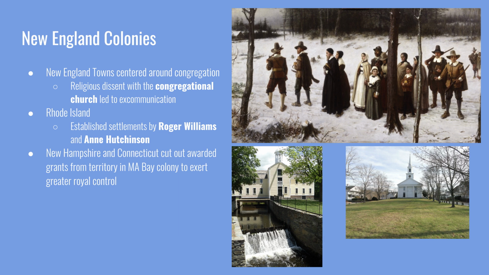New Hampshire and Connecticut are later cut out and awarded from the territory of the Massachusetts Bay Colony. This was a way to exert greater royal control over New England. The crown wanted to make sure that they didn't have too much control over their own affairs and that they still remembered who was boss.